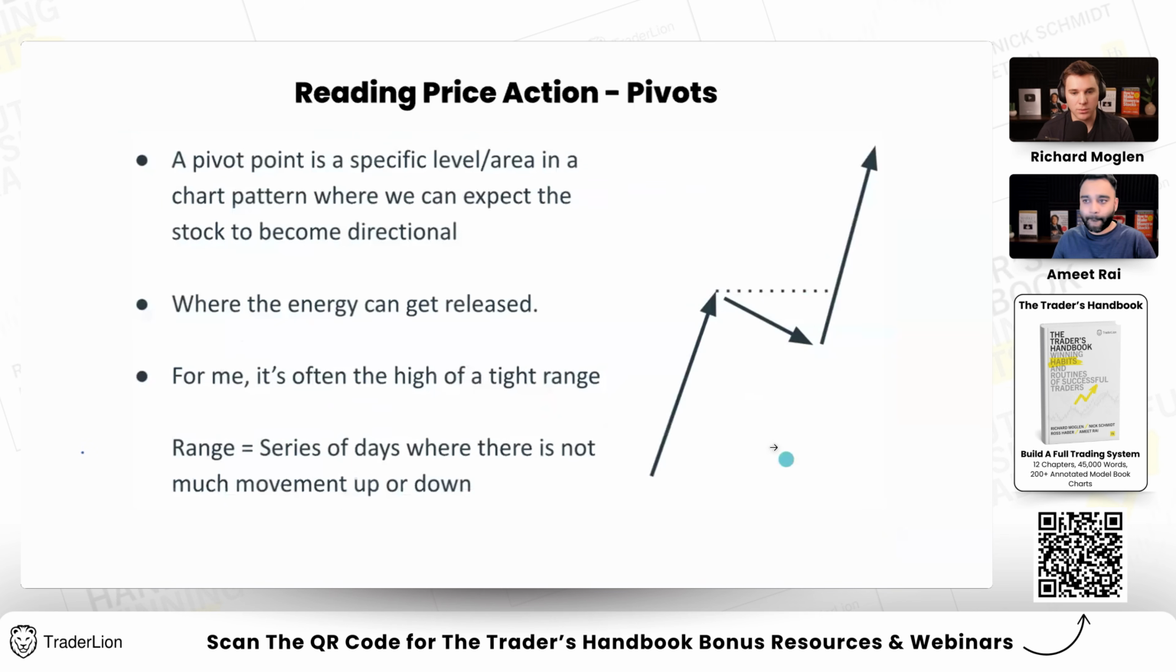So this is what the definition of a pivot is. A pivot point is a specific level or area in a chart pattern where we can expect the stock to become directional. Rai talked about how volatility is how we make profit as a trader, and a breakout through a pivot often signals the start of volatility. It's where energy can get released, and for me, it's often the high of a tight range. And a range, as we've talked about, is just a series of days where there's not much movement up or down, where the stock is basically compressing. And just like a spring, if we compress a spring, we're expecting it to expand either to the upside or downside.